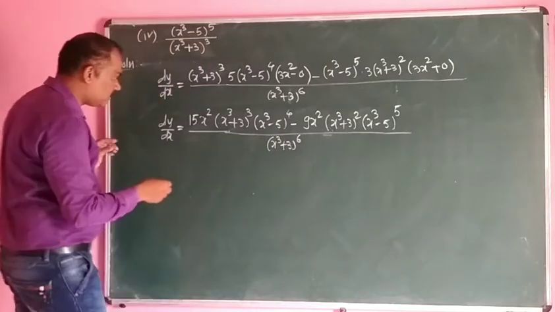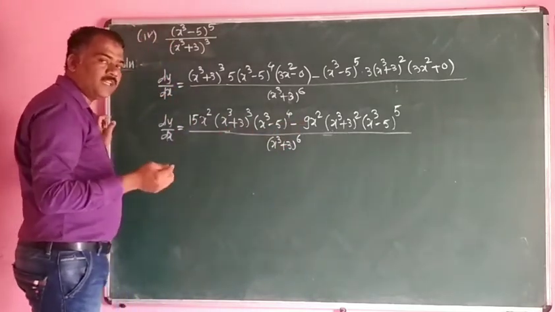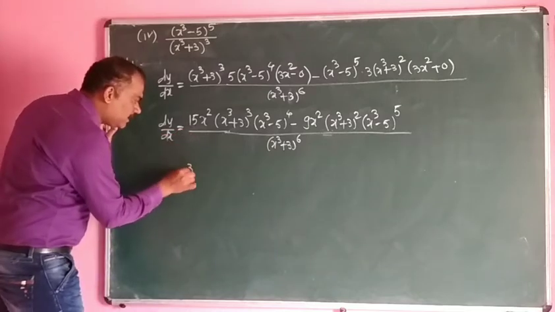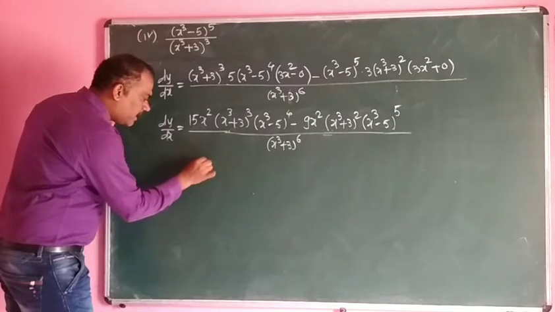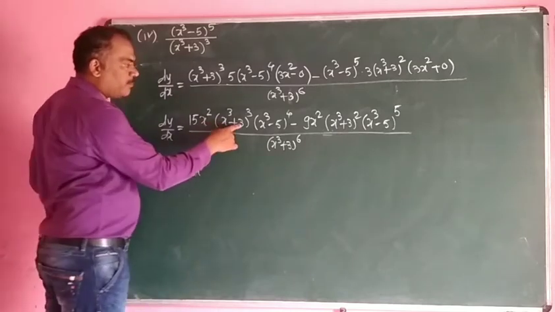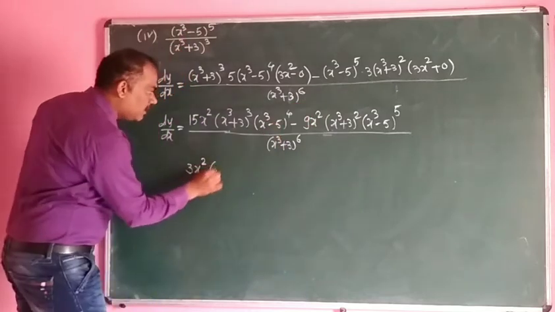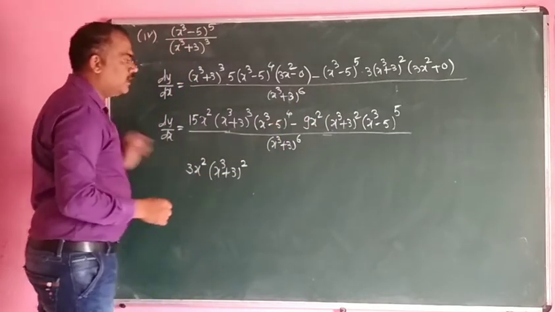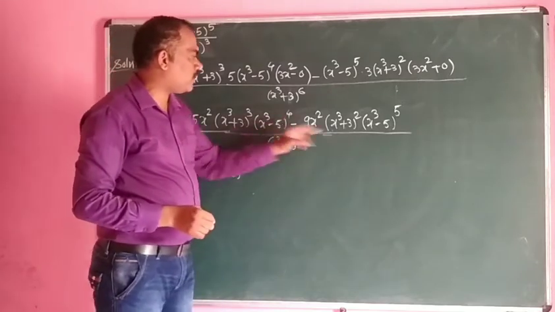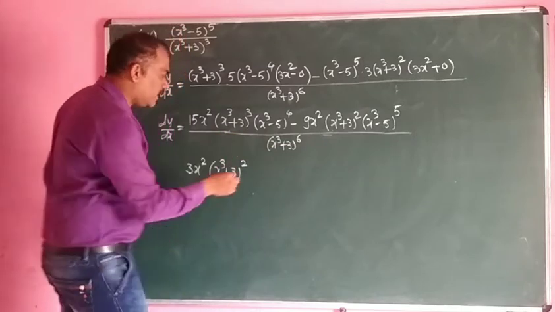Now what do we have to take common? Here 15, here 9. From 15 and 9 we have to take the factor 3 as common. Here x square is there, here x square is there, so we take x square common. (x cube plus 3) raised to 3, (x cube plus 3) raised to 2, so the smaller power we have to take common, that is the square. Here (x cube minus 5) raised to 4, here raised to 5. The smaller power is 4, so that we have to take common.